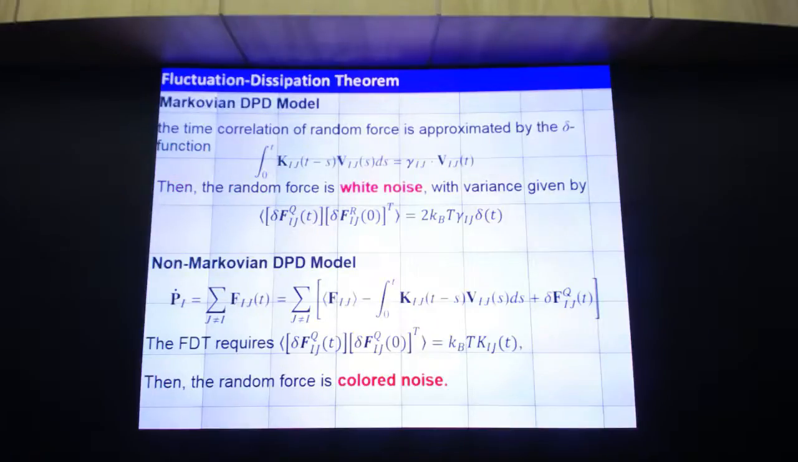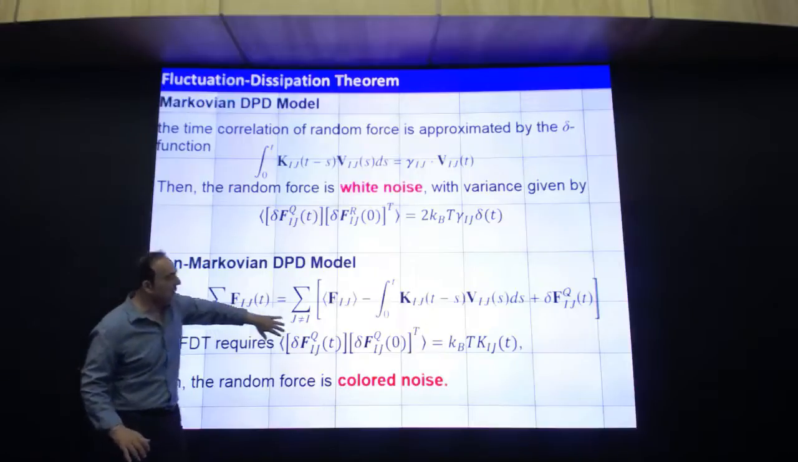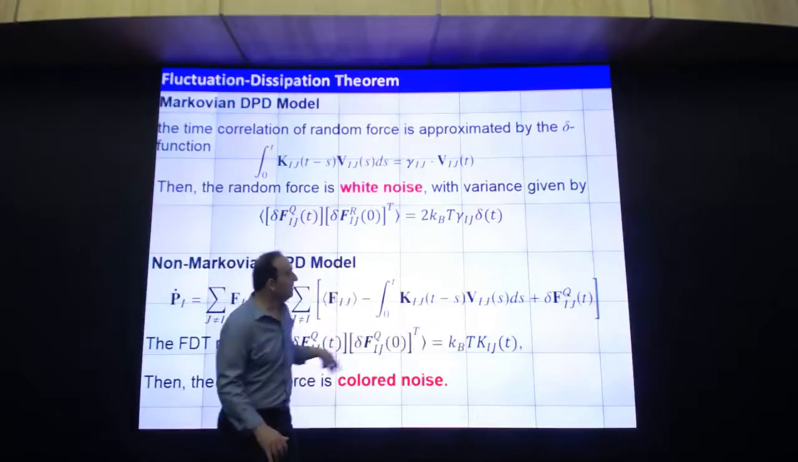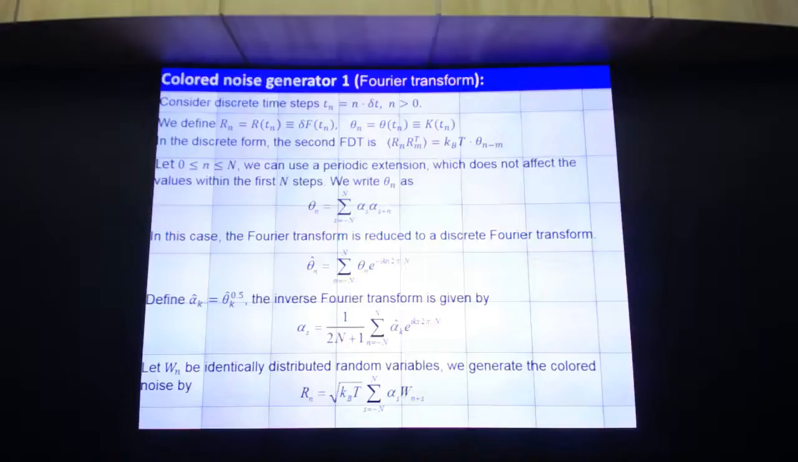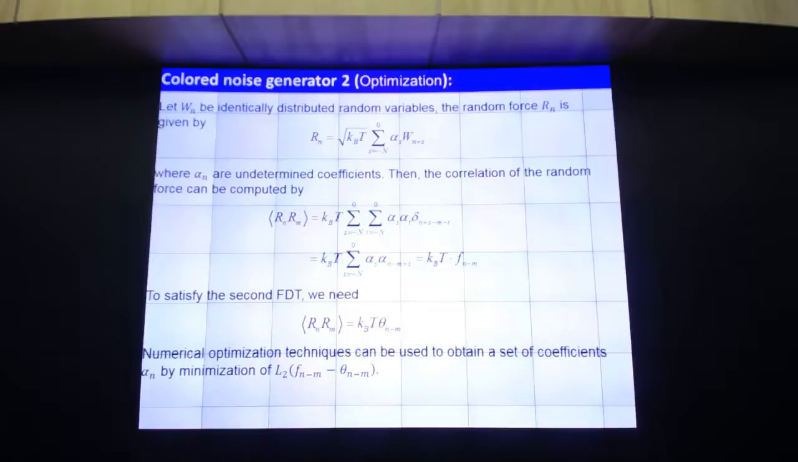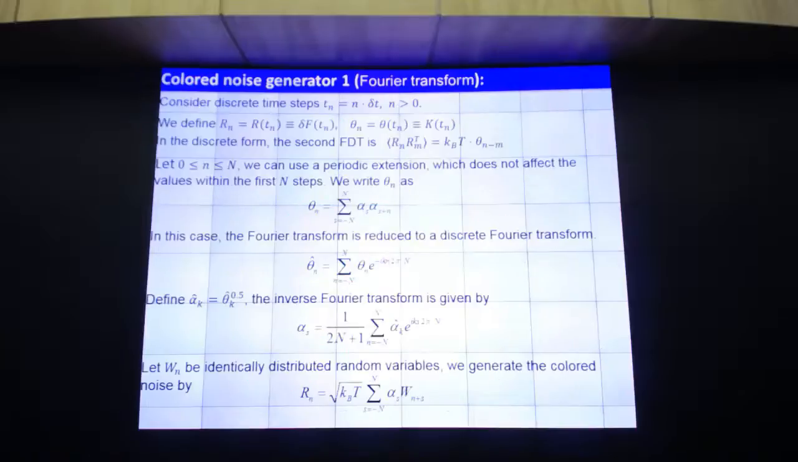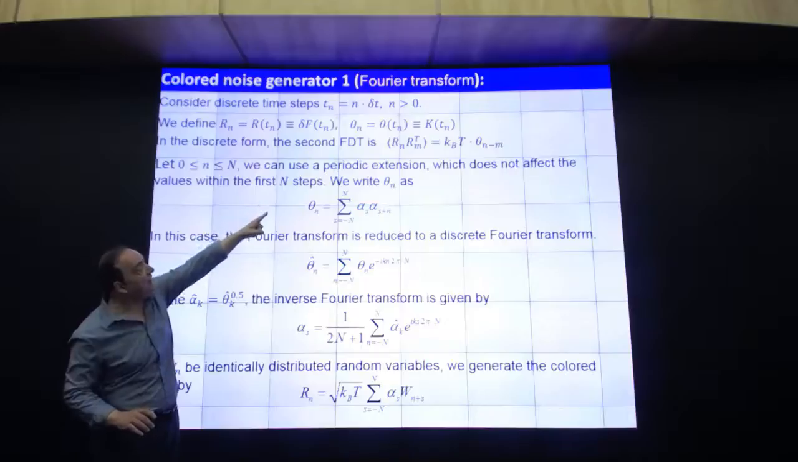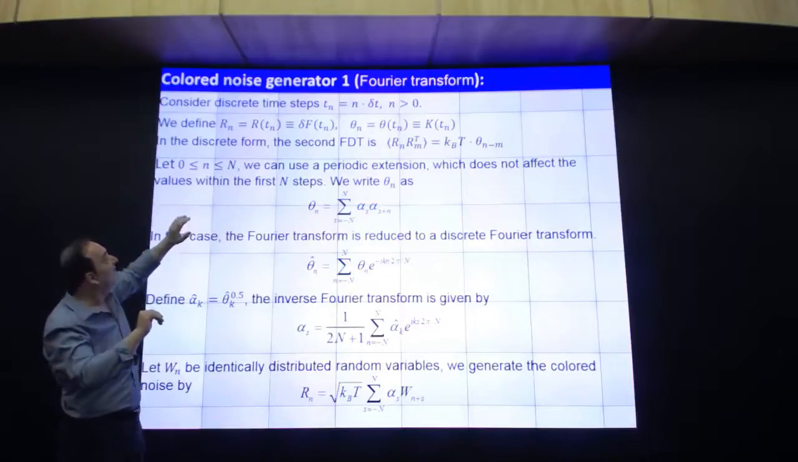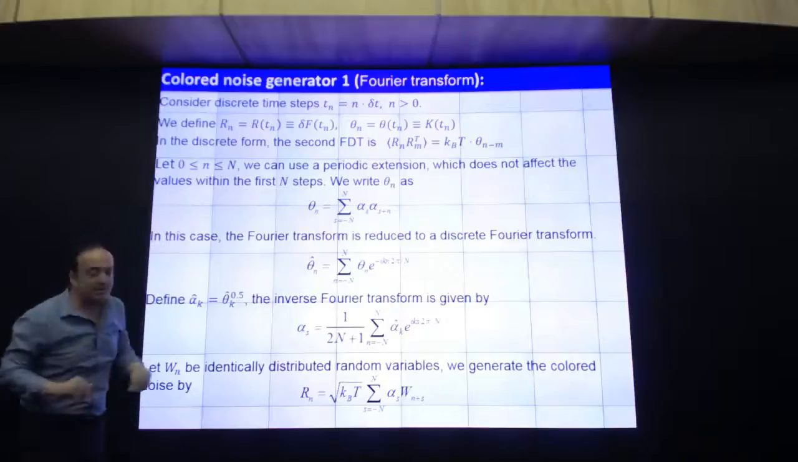Okay, so let's talk about the fluctuation dissipation theorem. The important thing here is that we have to satisfy this now in terms of the kernel, as opposed to just a delta correlation here, and then the question becomes, how do you generate color noise? I will skip the first method here. You can use Fourier transforms, but they don't work very well. So let me just define here Rn as the random force, and theta n, I have the kernel. So let's assume that I know the kernel, and I have to generate color noise.